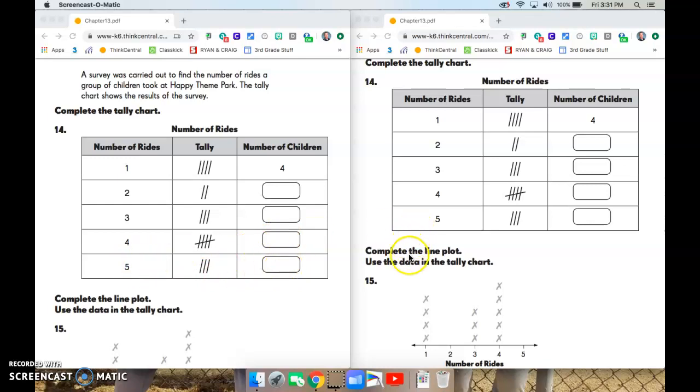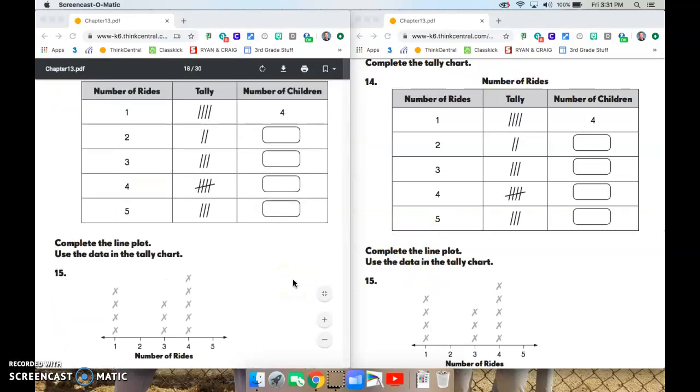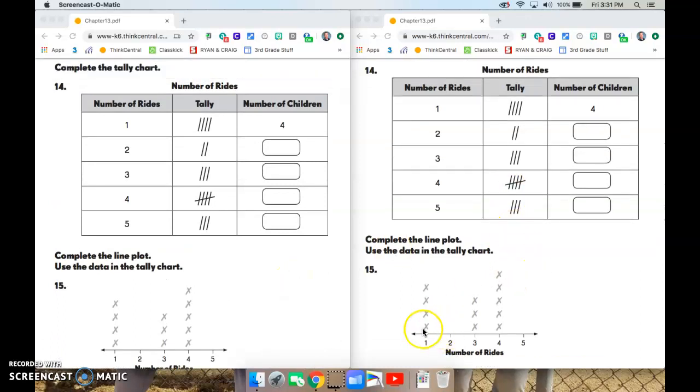Then it asks us to complete the line plot, use the data in the tally chart. So I'm going to keep that up, and down here it says 1, 2, 3, 4 X's for number 1. That is correct. How many should we put here?